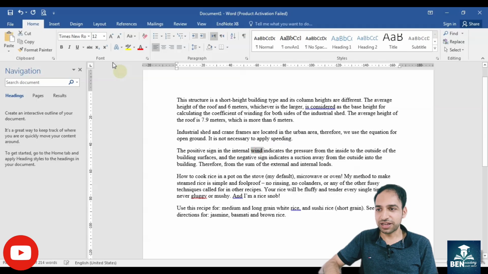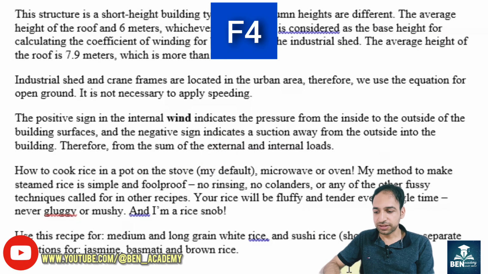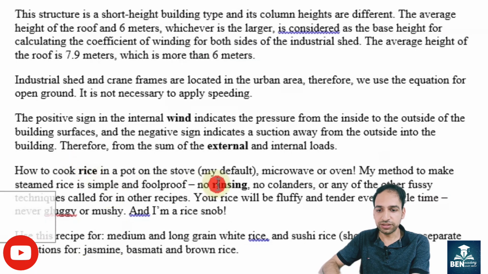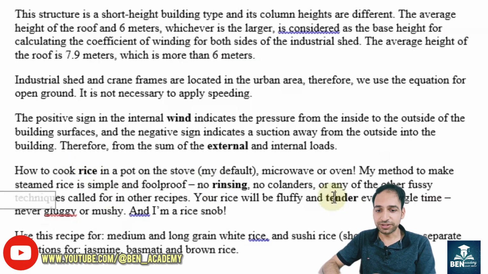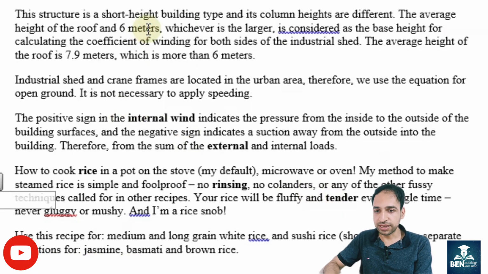For example, if I have bolded this text, everywhere I click and press F4, you can see that the other texts are also bolded, similar to the action I've done. And you can also do this with Ctrl Y. Both will do the same thing.